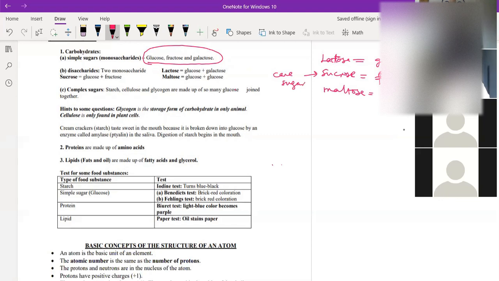The sugar in sugar cane is sucrose, right? So if the person eats sucrose, then you break it down to fructose and glucose, okay?